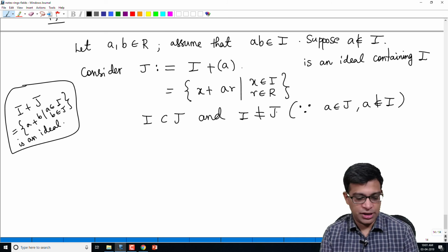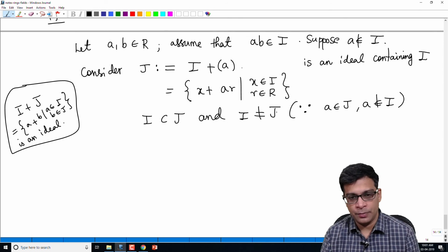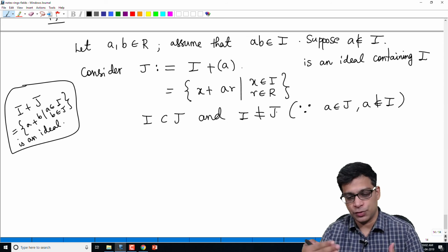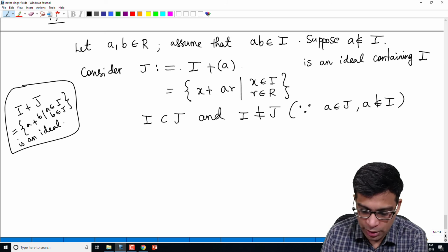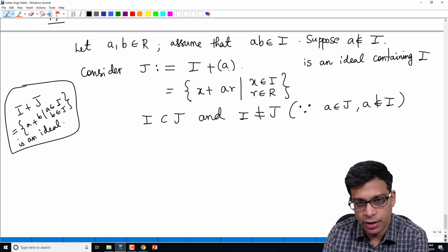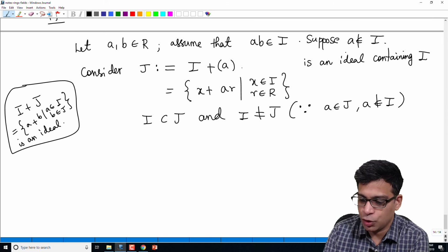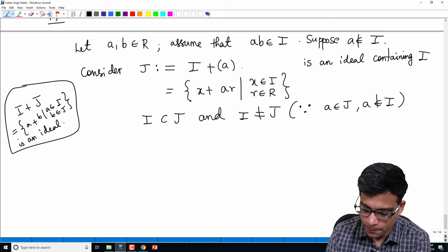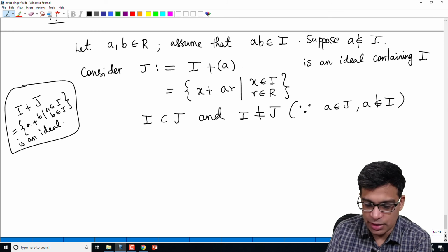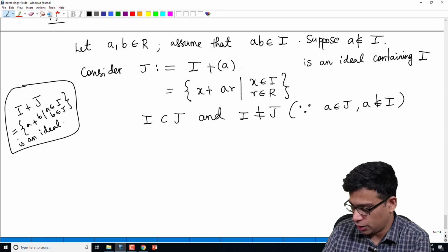That means 0 plus A is in J. So remember, in general, if you take two ideals and their sum, it's a bigger ideal. It's an ideal that is generated by both of them. So it contains both of them. So J is the ideal generated by I and A. So it contains A, but by hypothesis, A is not in I. So J is this ideal which is strictly bigger than I.